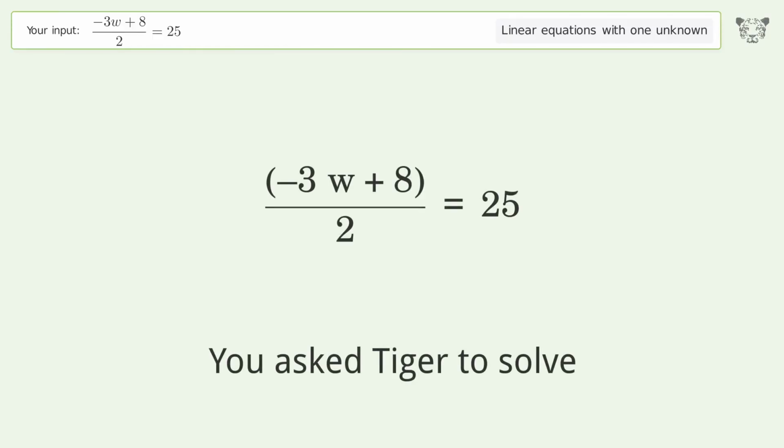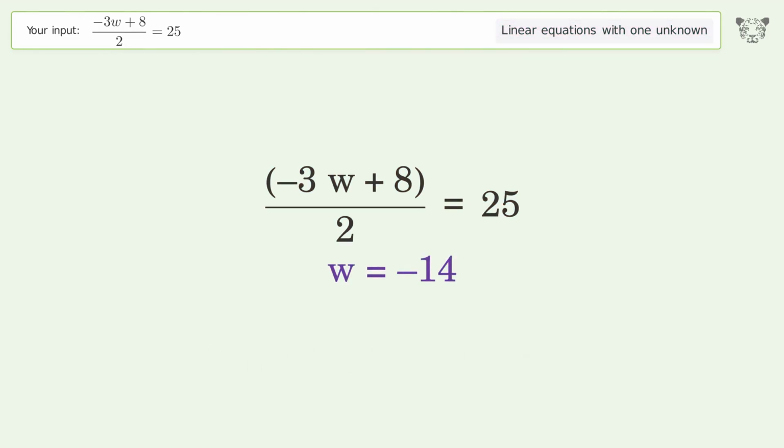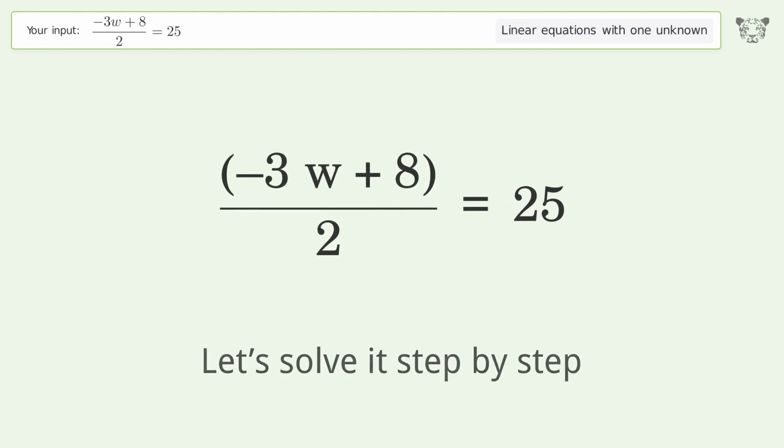You ask Tiger to solve this. This deals with linear equations with one unknown. The final result is w equals -14. Let's solve it step by step.